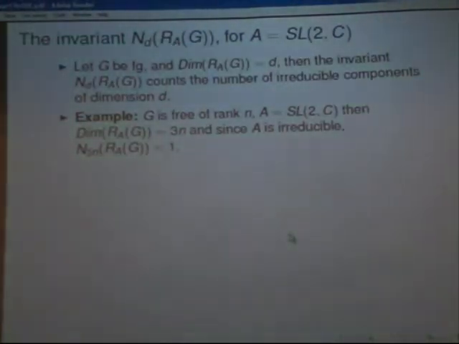The spatial representation of a free group has the property that over SL2 complex it is an irreducible variety of dimension 3 times n. So n sub 3n of r sub a of g is equal to 1. Okay? So that's what our function is.